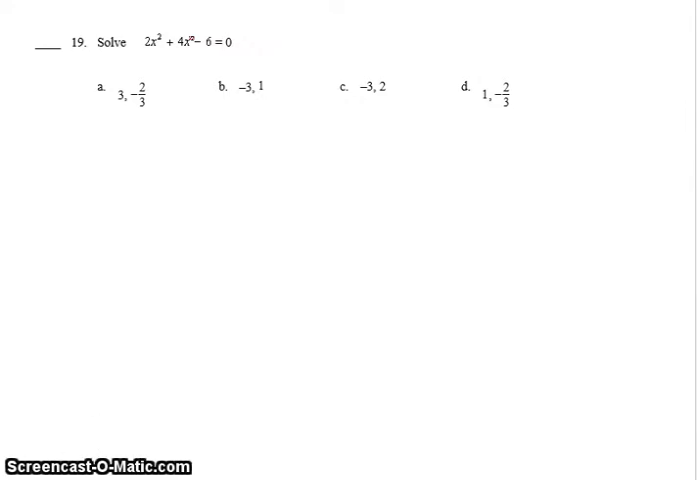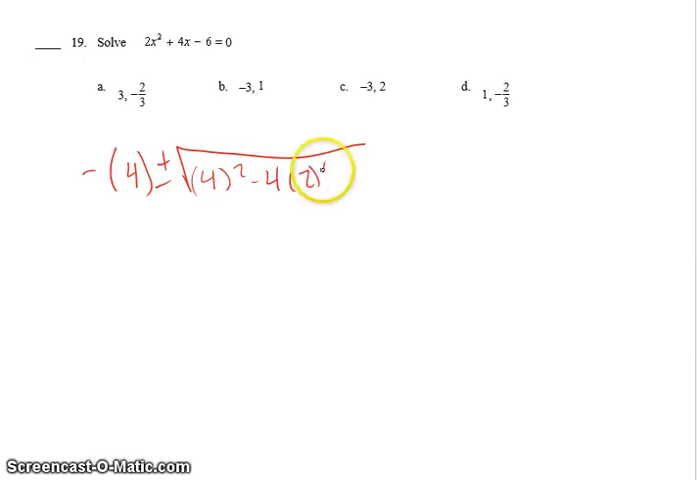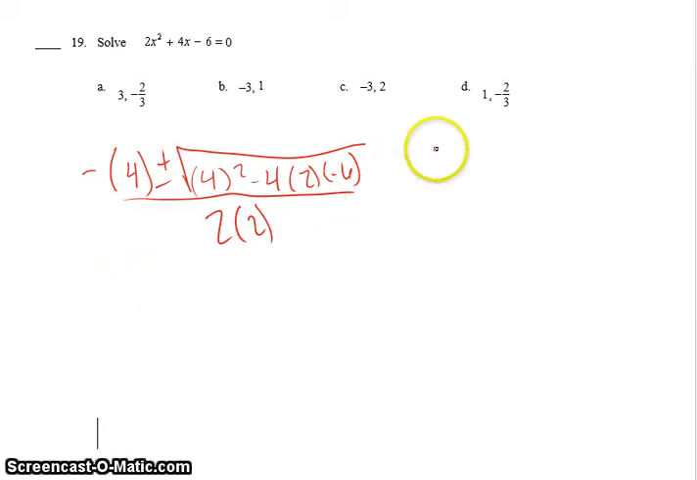I think the easiest method is just quadratic formula because we know what's going to work every time. We see some options that have fractions here, which means we won't be able to factor it. So don't forget the quadratic formula: opposite of b, plus or minus the square root of 4 squared minus 4ac, all divided by 2a.